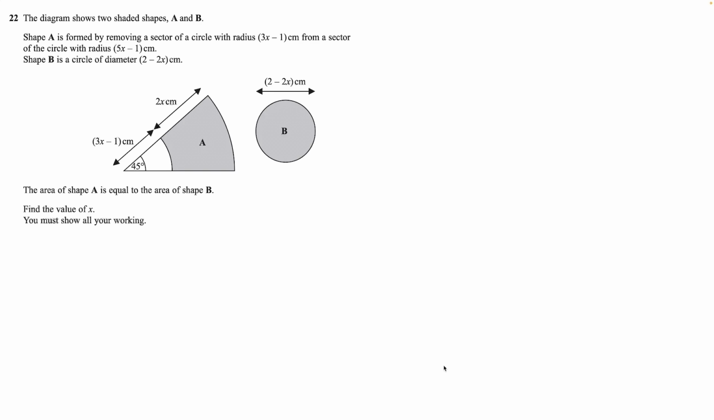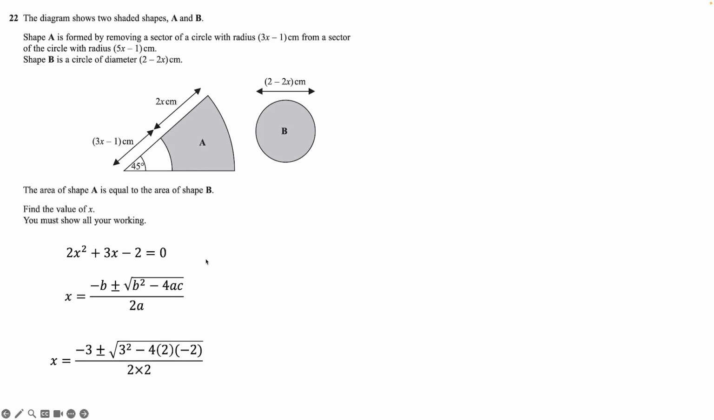Well, now we just have a quadratic in terms of x. So all we need to do is solve this quadratic. So we can use the quadratic formula, which is this. I'm pretty sure this is given to you in the formula book. A is equal to 2, B is equal to 3, C is equal to minus 2. Just plug those values in. Just be very careful. You can condense this to 9 plus 16. That gives you minus 3 plus or minus the square root of 25 over 4.